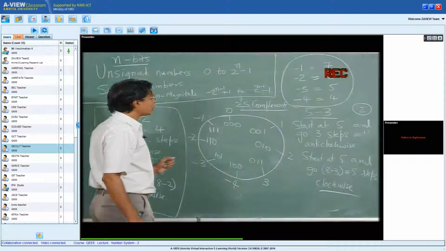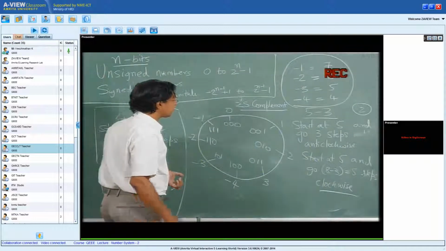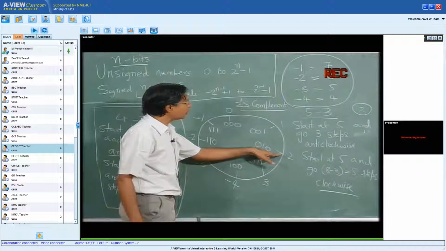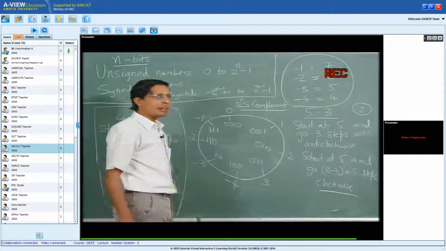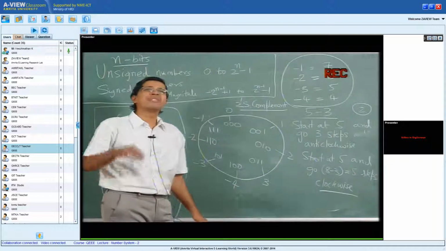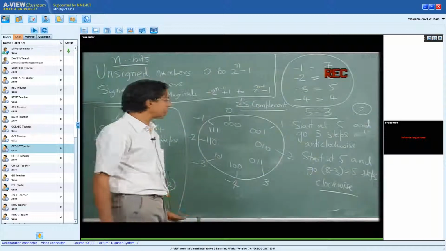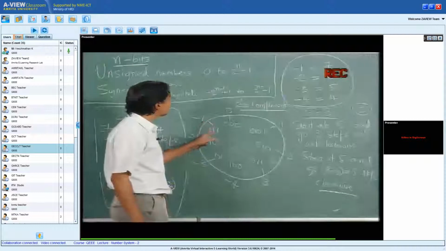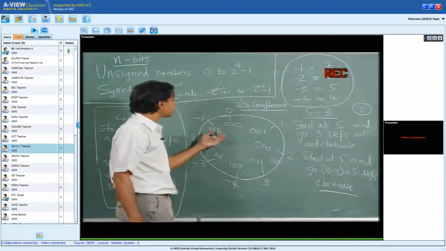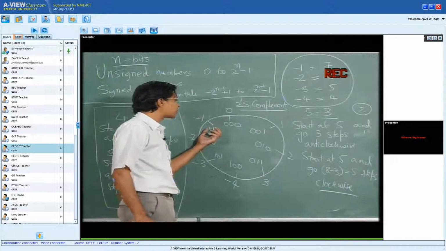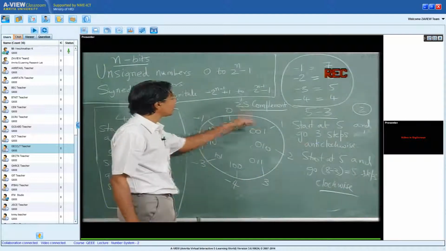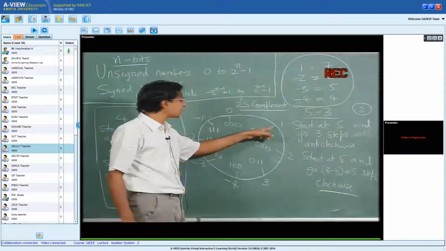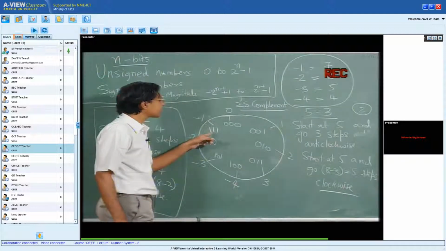So if I want to do say 2 minus 1, I start from 2, and instead of going one step anti-clockwise, I have to do 7 steps clockwise. And as -1 is represented as 7, if I just take the representation of -1 and add it with this 2, it essentially means it is going to take me 7 steps clockwise, because -1 is represented as 7.